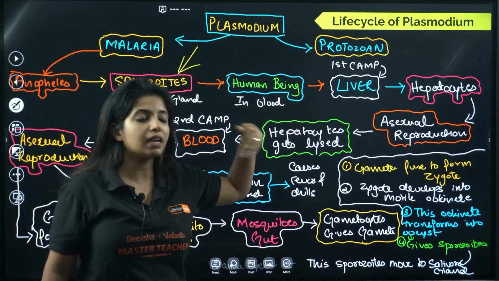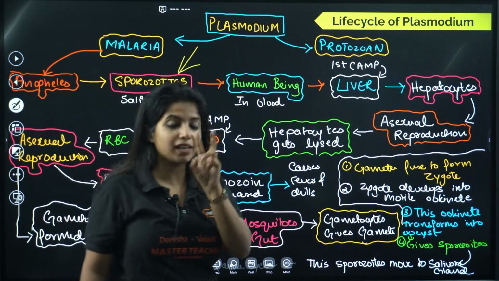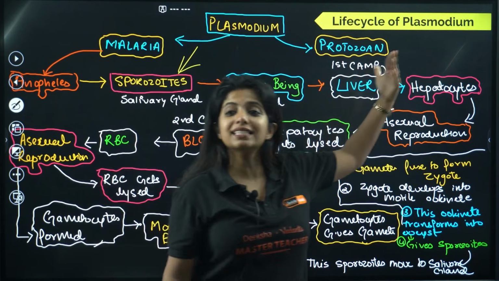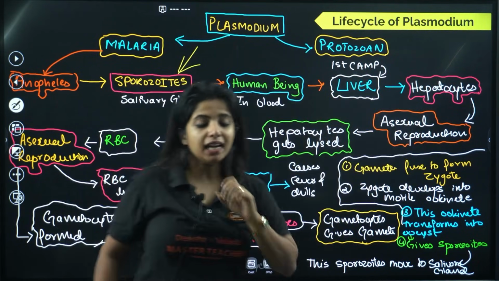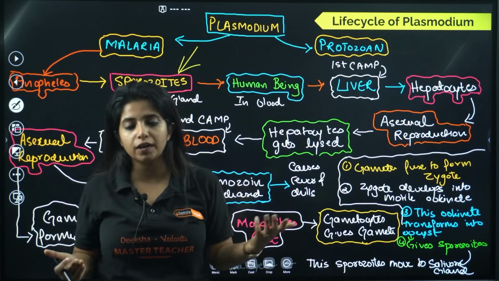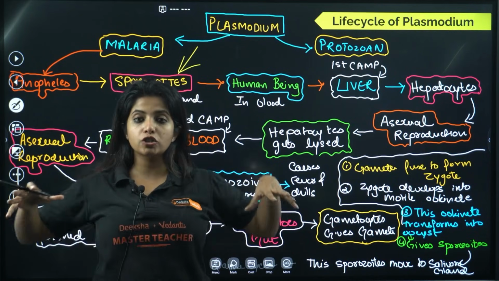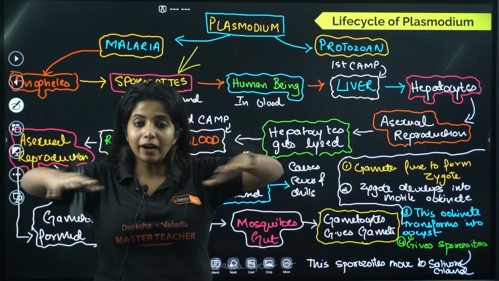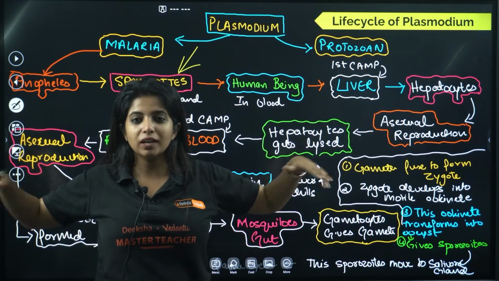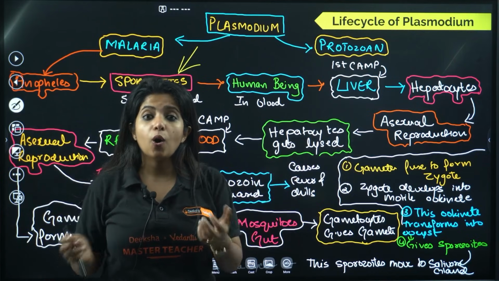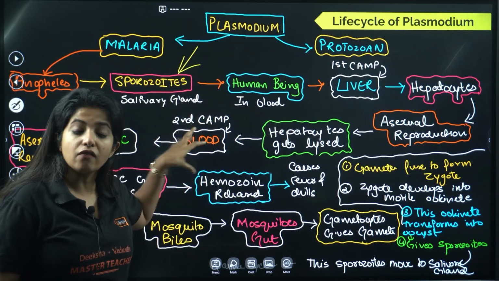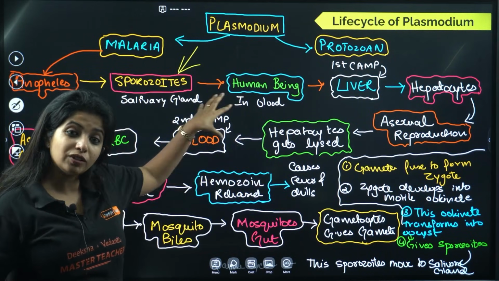Now in the human body, it has two camps. They're terrorists, they have two camps. The first camp is our liver. The cells of our liver are known as hepatocytes. In our liver they undergo asexual reproduction, and later on when they are too much in number, what will happen? The hepatocytes, or these cells of the liver, are going to get broken open. They are going to get lysed, which is why all the small organisms, the Plasmodium which was there, will get into our blood now.